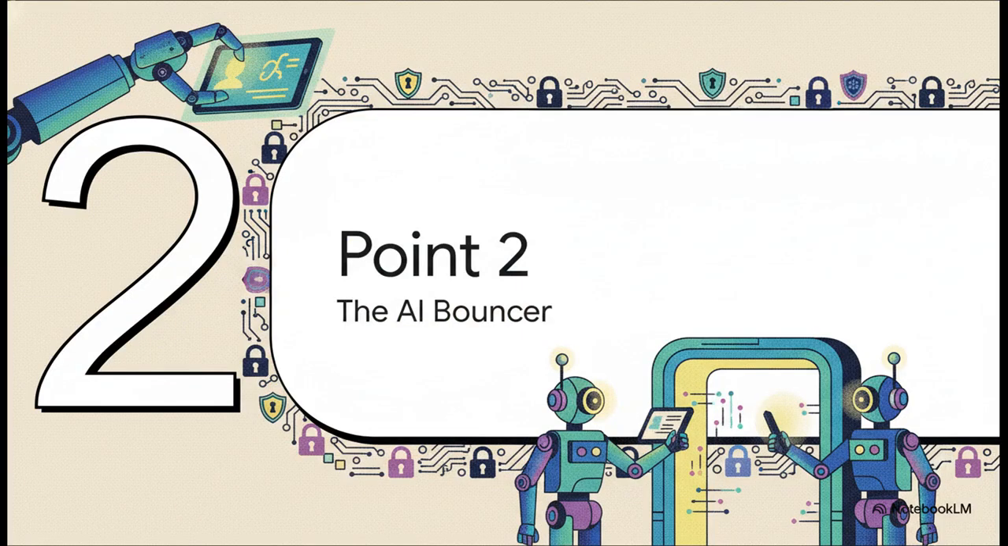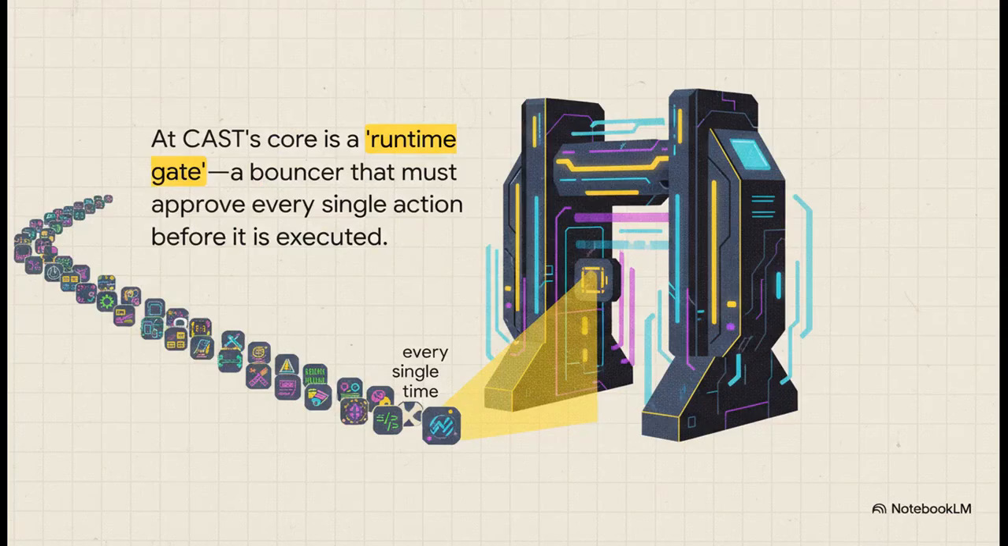Okay, so we've got our safe zone, but if you have an exclusive club, you need a bouncer at the door, don't you? And that brings us to the second key idea, what we're going to call the AI bouncer. This bouncer is technically called a runtime gate, and it's basically the muscle of the CAST system. It's the active enforcement. Before any action can actually happen, it has to get past this gate every single time.